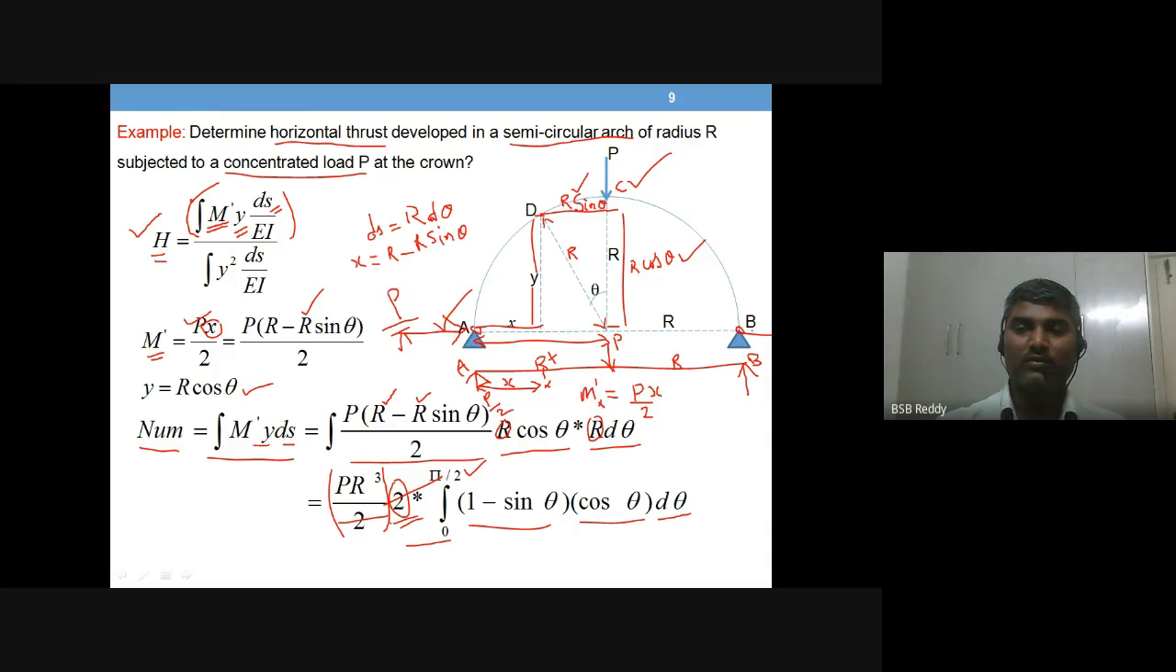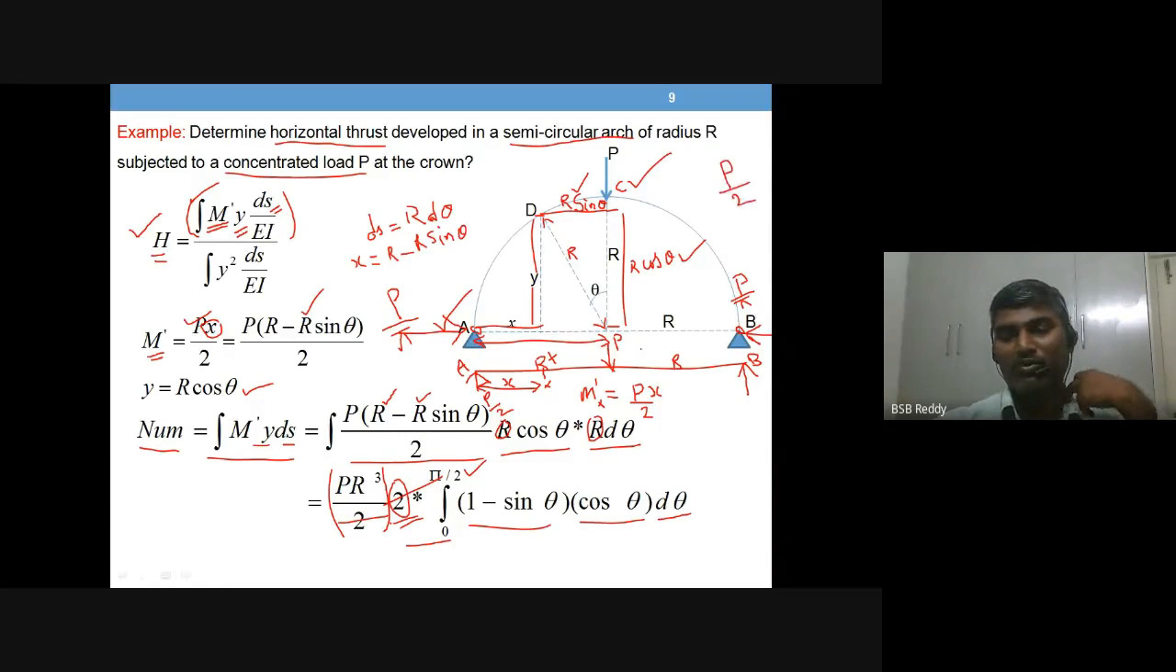So H value is P by pi, right? And VA and VB, you can easily get from the equilibrium equations, sigma M equals 0, sigma Fy equals 0. And here it is very simple to say P by 2 and P by 2, because P is at the center. Even if you use the equilibrium equations, you are able to get the reactions as P by 2 and P by 2.